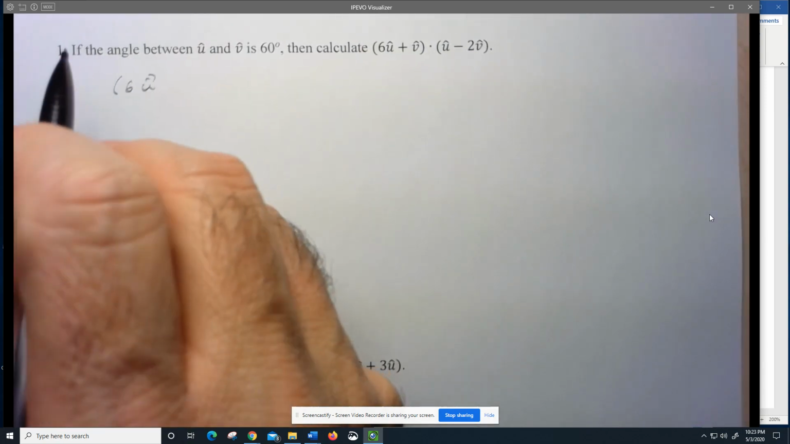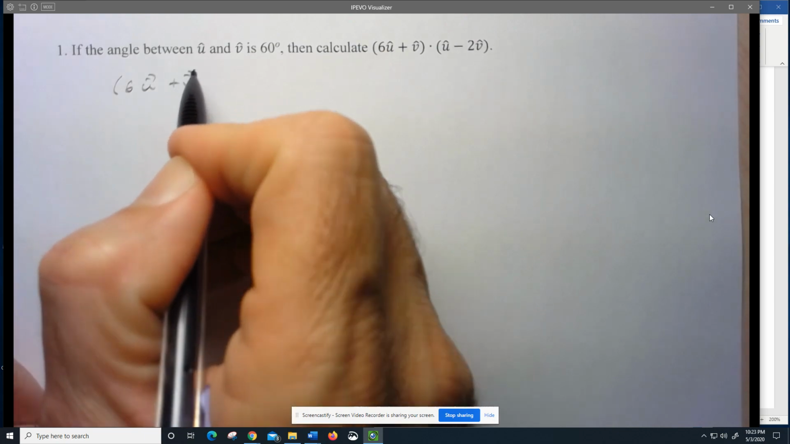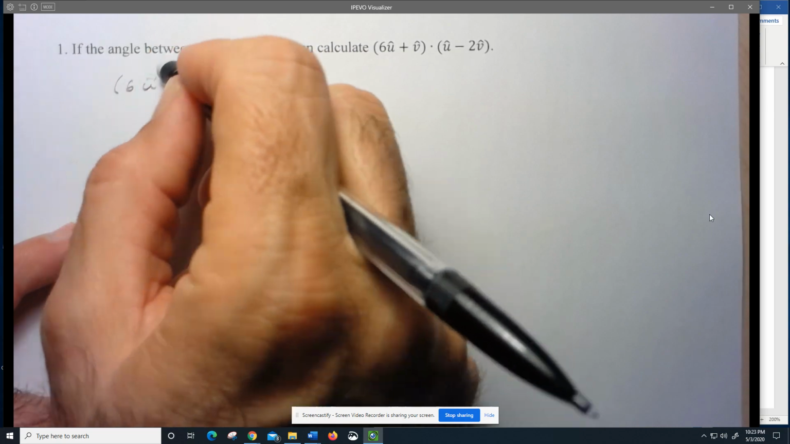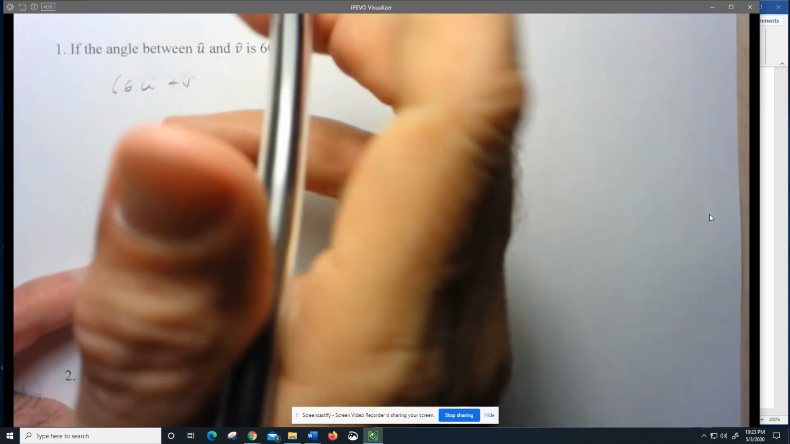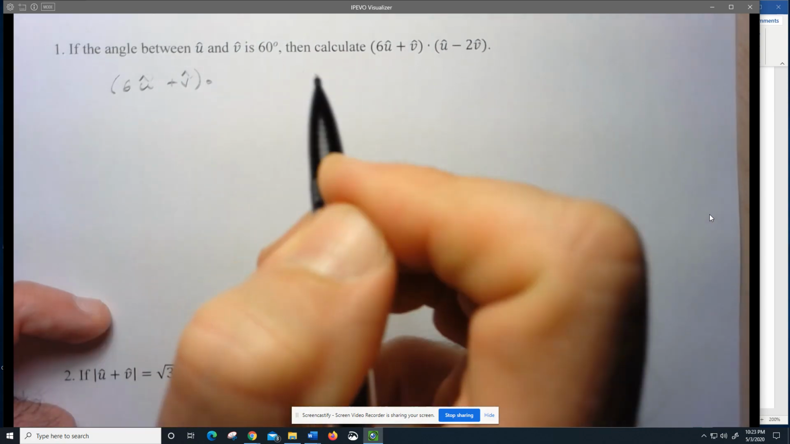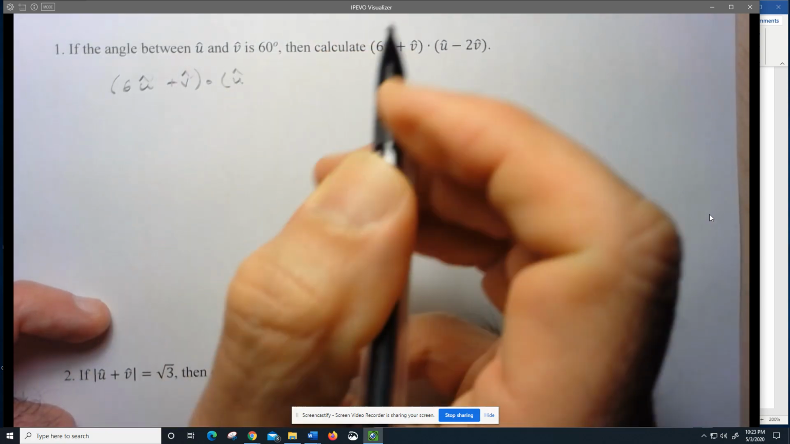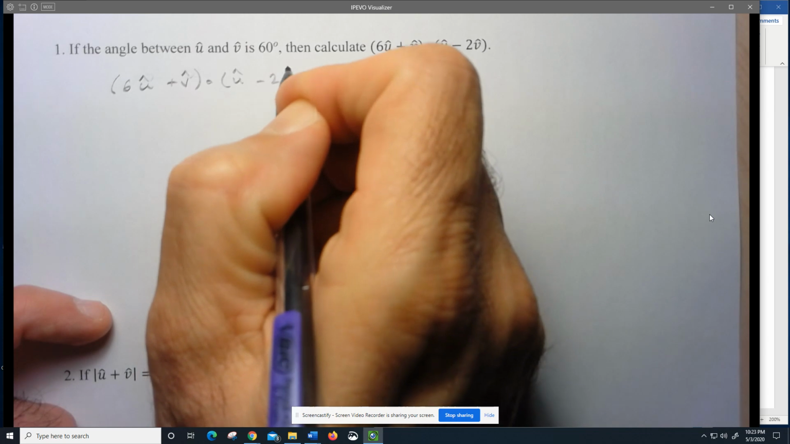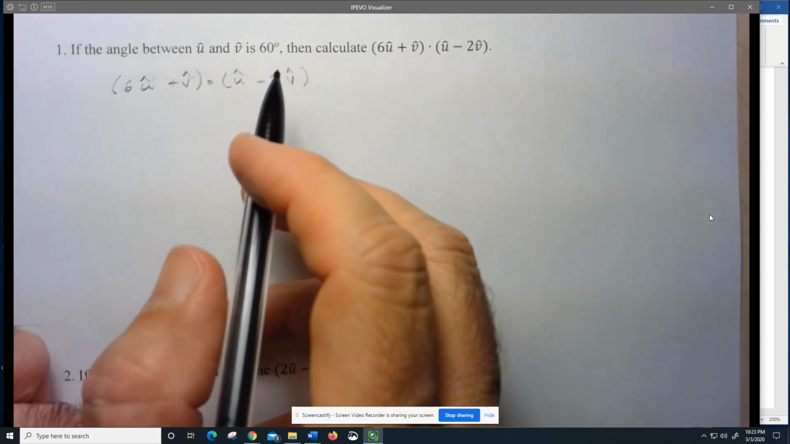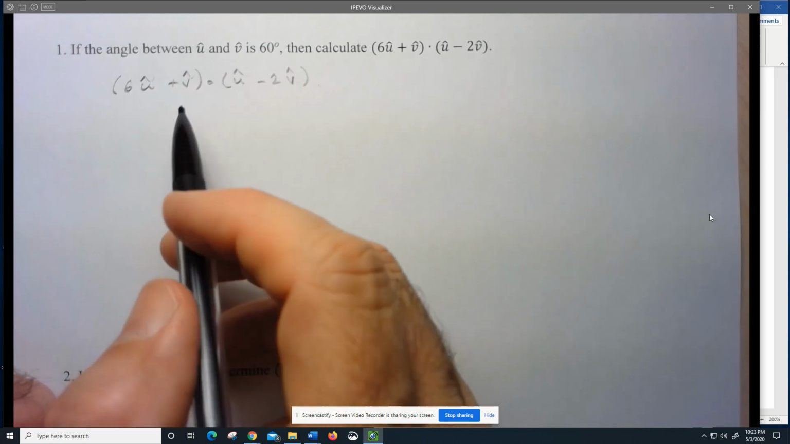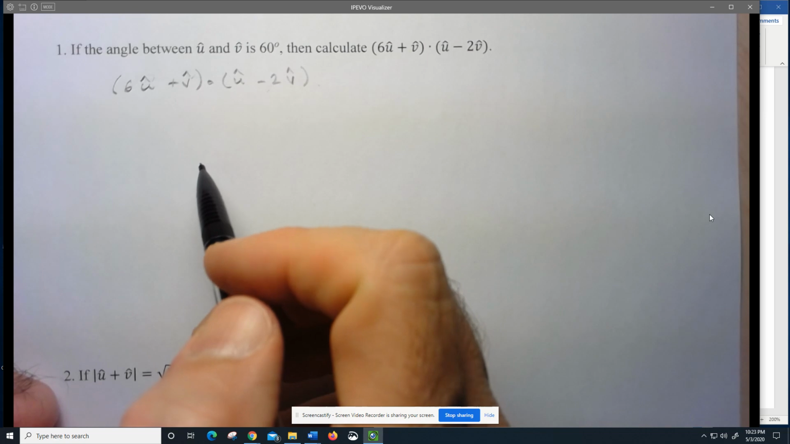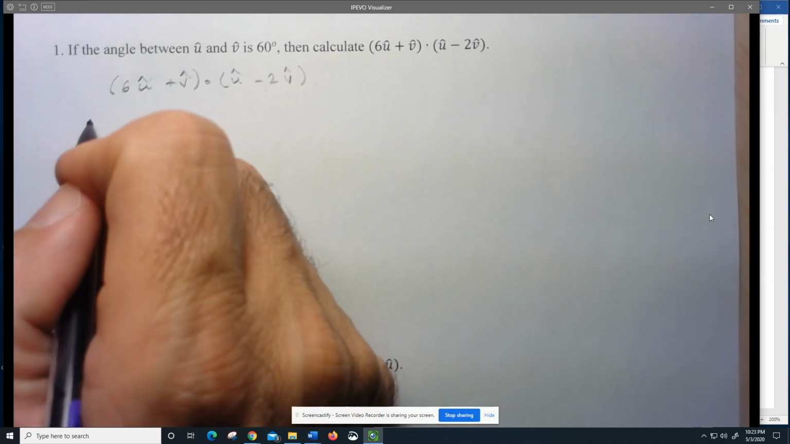6 times vector u plus vector v. And I just realized here I should stick with the notation since they are unit vectors. Let's use hat. And then dotted with vector u minus 2 times vector v. Now what's nice about this is because of those characteristics that we saw, we can treat this as though we were multiplying two binomials. All right, so let's do this here.